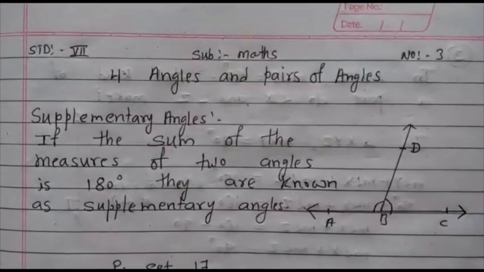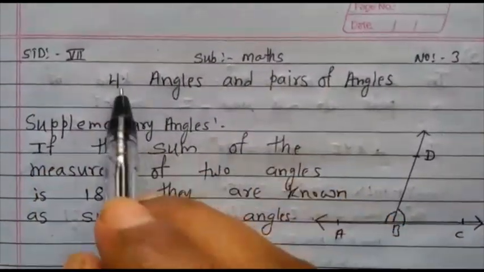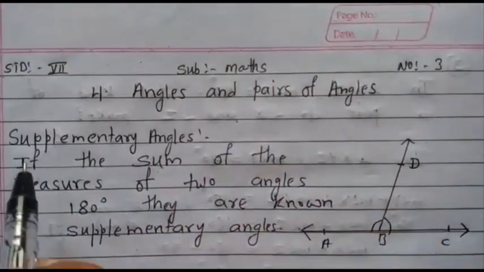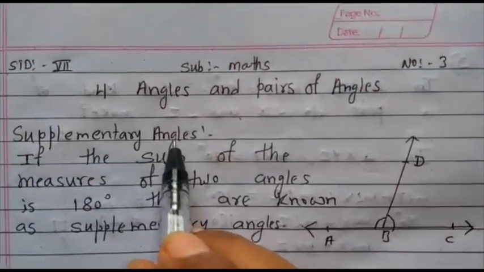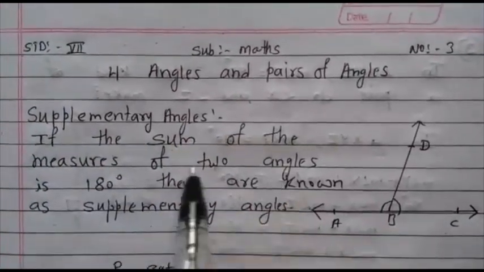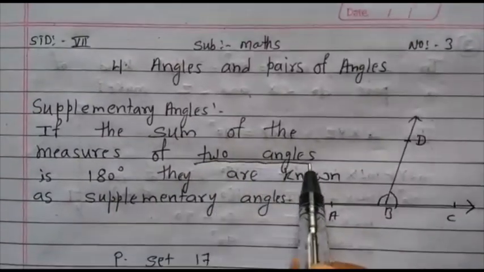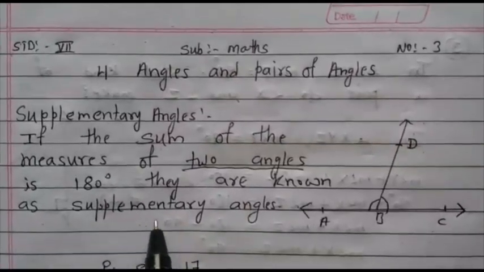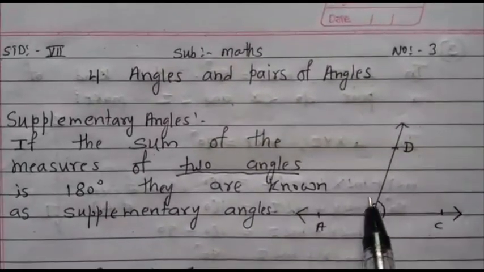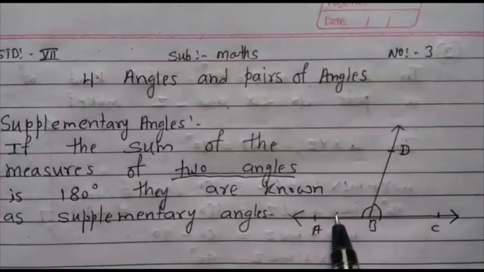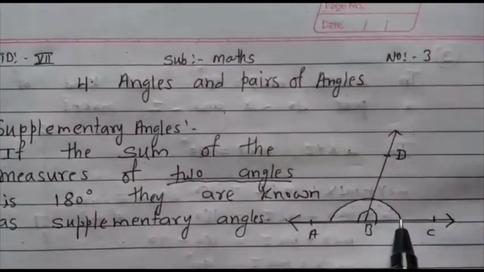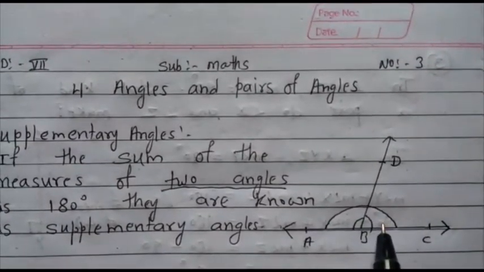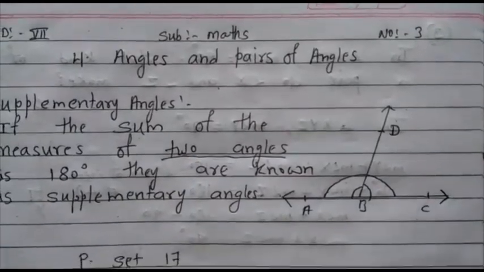We are going to learn standard 7th subject maths chapter number 4, that is a continuation of angles and pairs of angles. Today's topic is what? Supplementary angles. If the sum of the measures of two angles is 180 degrees, they are known as supplementary angles. Now this is the one angle, this is the second angle. If the sum of these two angles is 180 degrees, that is known as what? Supplementary angles. Now come to the practice set 17.